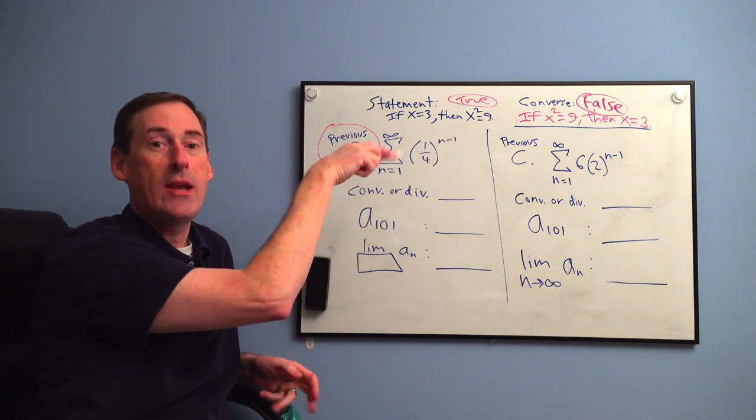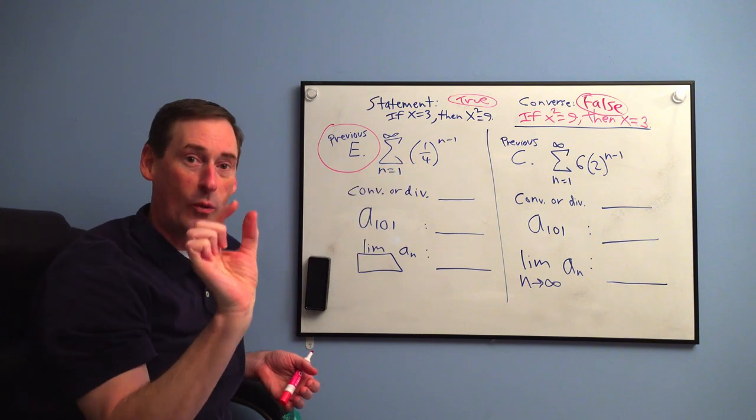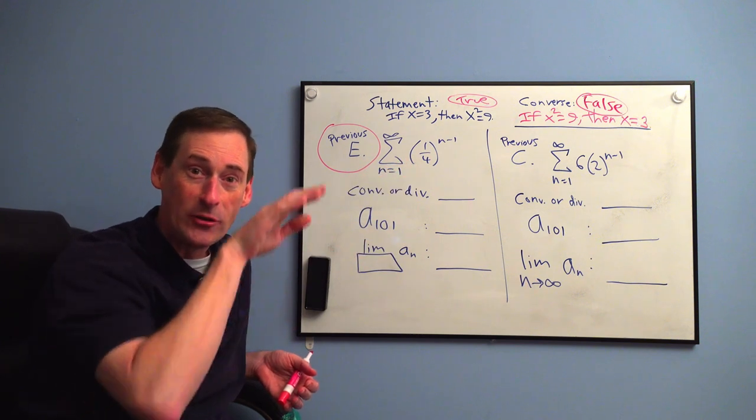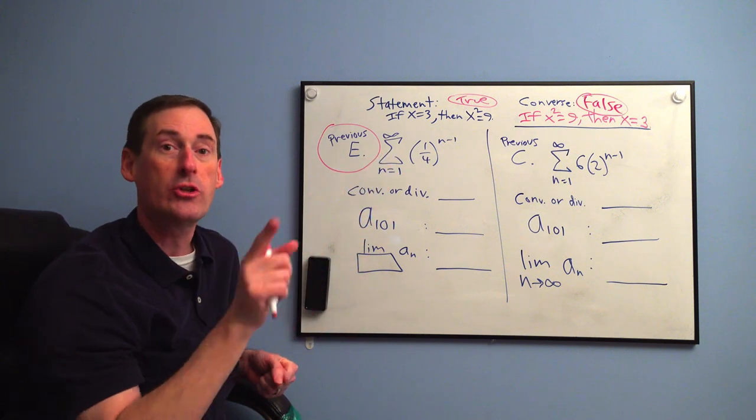We did this summation, this series. Oh, this was the Archimedes triangle, remember? Where you do like 1/4 and 1/4 and 1/4, and you get little tiny triangles filling in the little gaps. So this is the Archimedes triangle. Was it convergent or divergent?